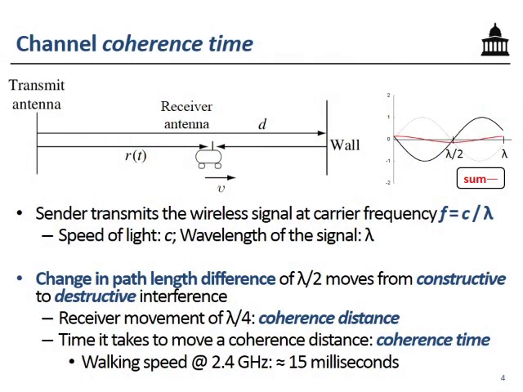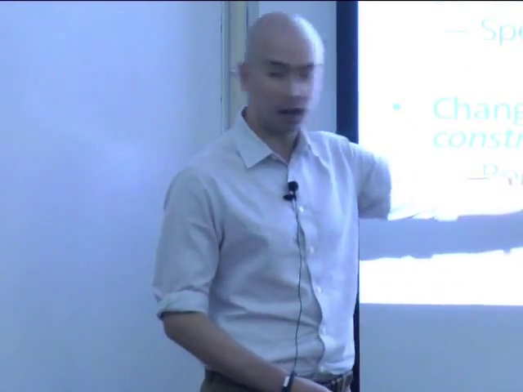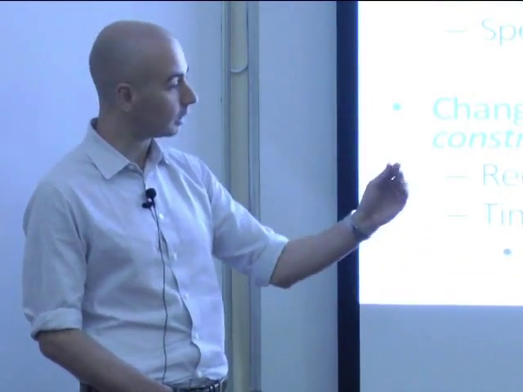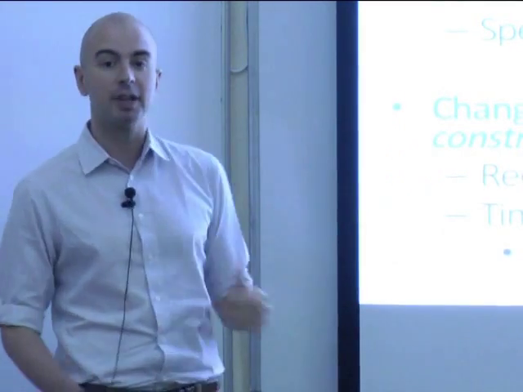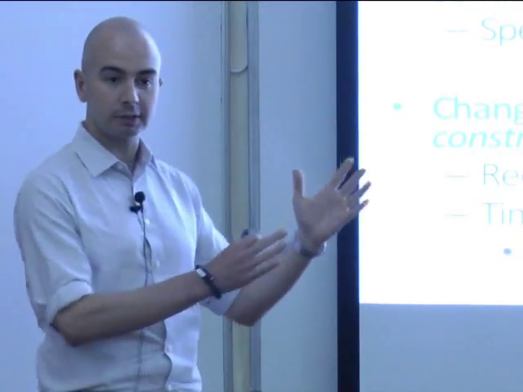To put some real-world numbers to this imaginary scenario: if you're sending at a wireless LAN frequency of 2.4 gigahertz, moving at walking speed, you'll have a coherence time, the coherence distance divided by your velocity, of about 15 milliseconds. That means the channel will be going from a constructive to a destructive fade in just 15 milliseconds.